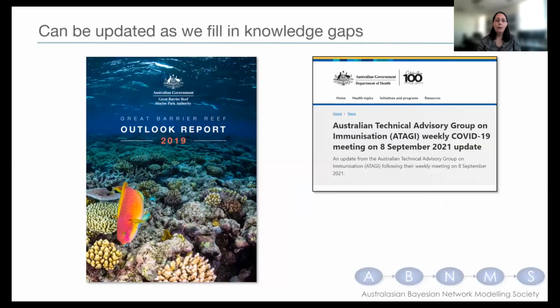And the nice thing about all of these, of course, as we know about Bayesian networks, is that they can be updated as we fill in these knowledge gaps. So, for example, if a new report comes out with monitoring for quality on the Barrier Reef water, or if ATAGI put out a new weekly report, which they often do, given that they're weekly reports, we can update our network for that to get the most recent current data.